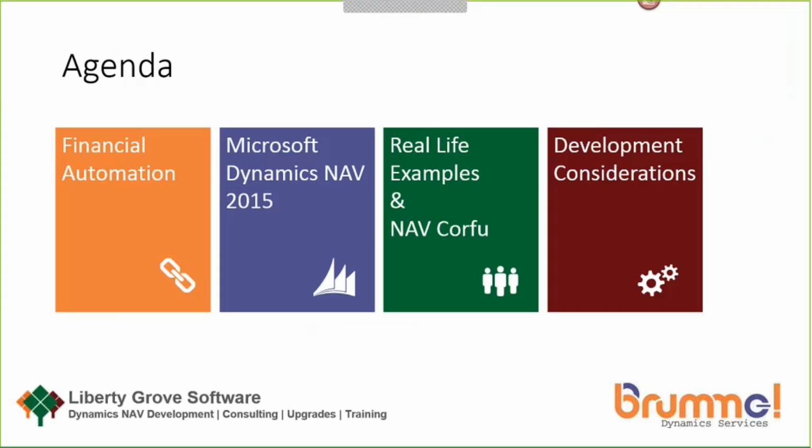So let's look at the agenda for today. We will start by creating a definition of financial automation and look at the history of financial automation in NAV. And then we will spend some time on the financial automation improvements in NAV 2015. There are a number of interesting additions in this version. From my own implementations, I have some real-life examples of high-end financial automation. And we will look at what Microsoft has planned for us in the next version of NAV, which is codenamed Corfu, from a financial automation perspective.